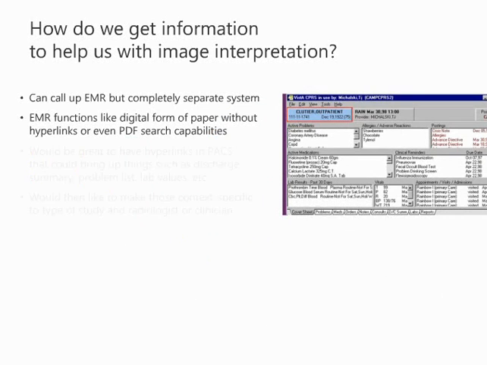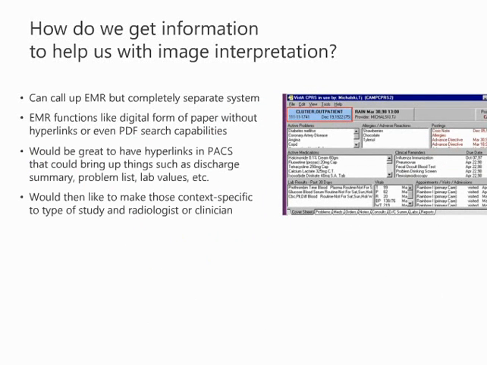So it would be great to have something at my PACS workstation where I could have information presented to me, hyperlinks in the PACS system that could bring things up, such as the patient's discharge summary, problem list, meds, lab values, etc. So I don't have to take my eyes off of the images and off of the PACS workstations. And I'd like to then have the system be smart enough so that it can have templates to give me context-specific information depending on the study, depending on the patient, and the urgency of the examination.